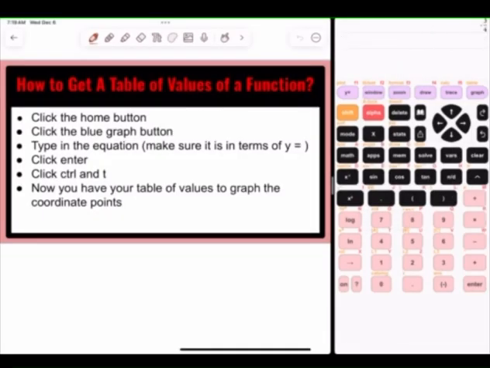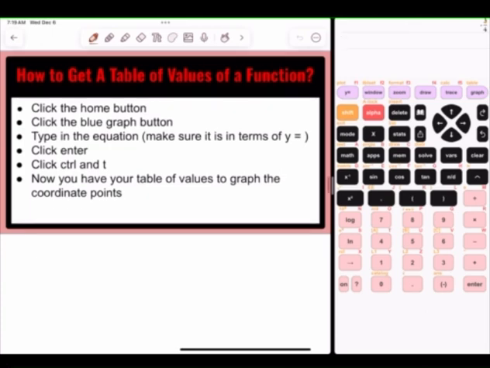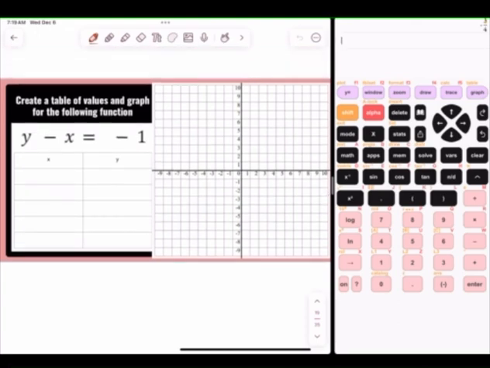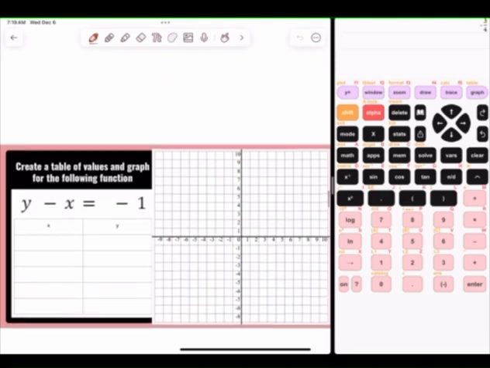Alright, so those are the steps that we are going to use to find a table of values for a function. Now we are going to get ready to actually graph a function. So, if we have y minus x equals negative 1, we are not able to graph this. We are only able to graph something that is in the form of y equals mx plus b. So we need the only thing on the left side to be y. But here on my left side, I have y minus x.